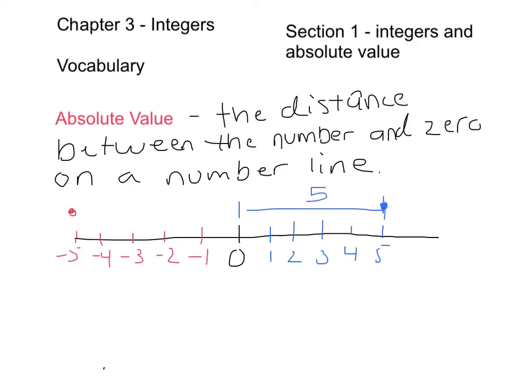So what's the absolute value of -5? We have -5 right here. So what's the distance between -5 and 0 on a number line? Well, the distance is also 5. So we'll see that the absolute value of -5 is 5, and the absolute value of 5 is 5. So we'll talk more about absolute value tomorrow, and that is it for the vocabulary for this section.